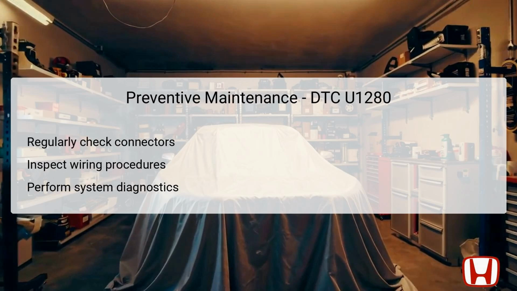To prevent issues related to DTC U1280 from reoccurring, regular preventive maintenance is essential. One of the key components of this maintenance involves routinely checking all connectors associated with the BSI radar unit to ensure they are secure and free of corrosion. Regular inspections of wiring procedures can also help detect potential issues before they lead to significant problems. Performing systematic diagnostic checks at regular intervals can further help spot any communication errors early on, enabling timely repairs.